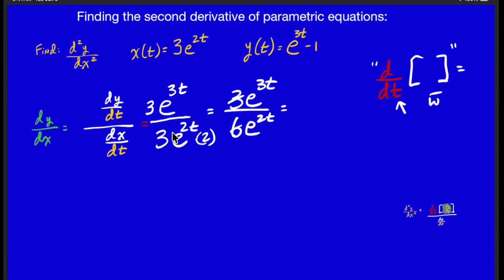The 3 and the 6 cancel out, leaving a 2 in the denominator. And if you take this e to the 2t and bring it upstairs and change the sign of the exponent, we're going to have e to the 3t minus 2t up top. And when all the smoke clears, the first derivative is going to be e to the 1t over 2.